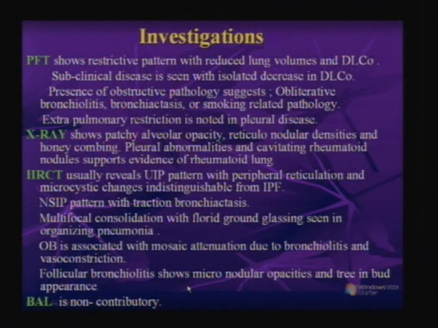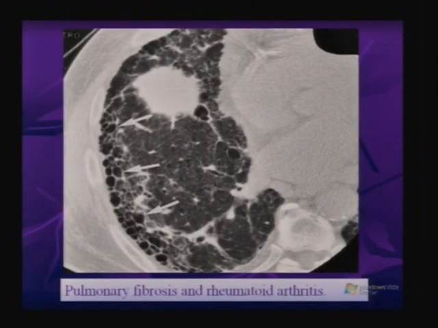BAL in rheumatoid arthritis is again non-contributory. Here is an X-ray in which you would see that if one is shown this CT film, a CT cut, it is very difficult to differentiate the pulmonary fibrosis in rheumatoid arthritis from that of a UIP. There are peripheral reticular nodules with honeycombing.